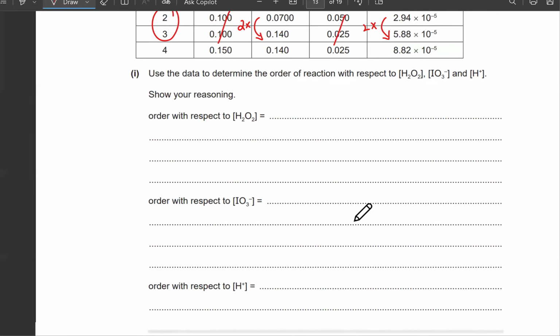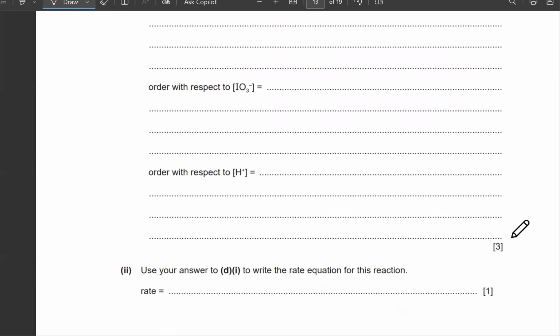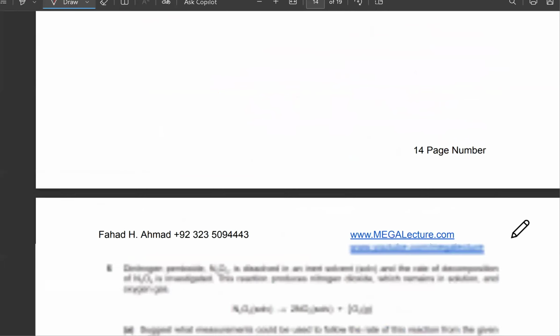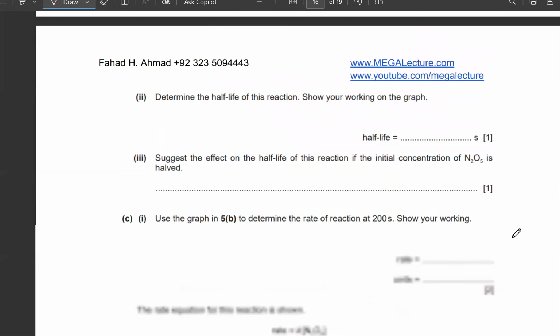You have to stay. Remember, it's just 3 marks. There's a mathematical way of doing this as well. I'm going to show you the mathematical way as well. Anyways, you can figure out the rest.